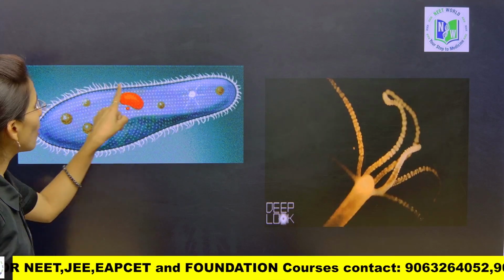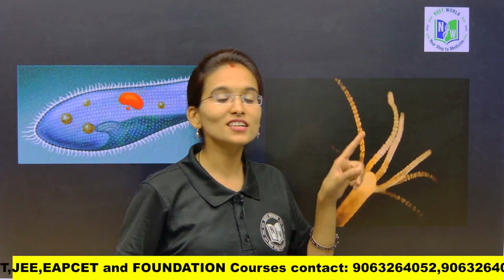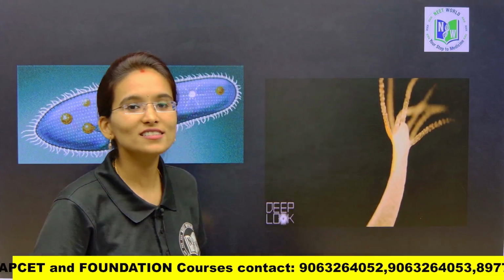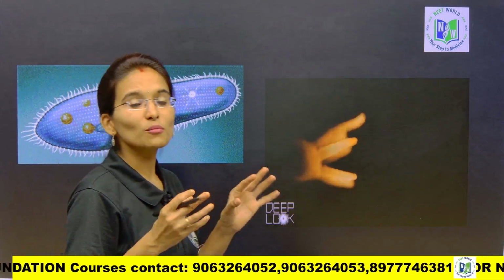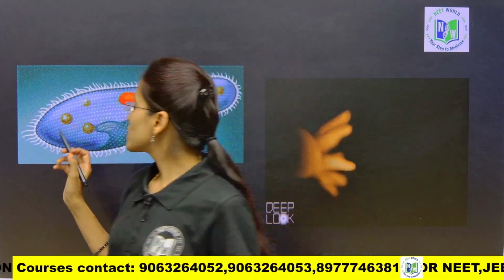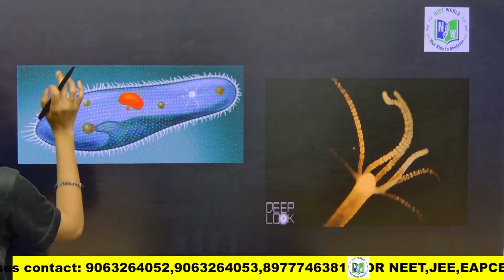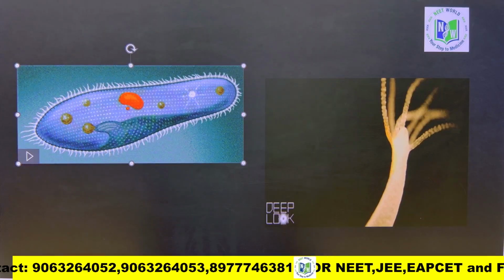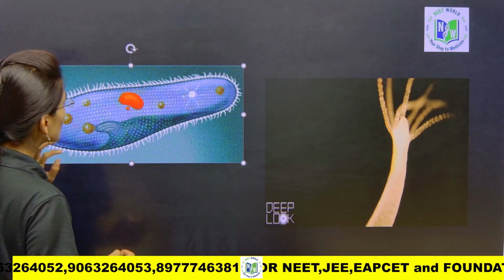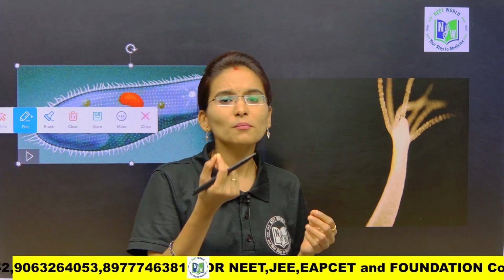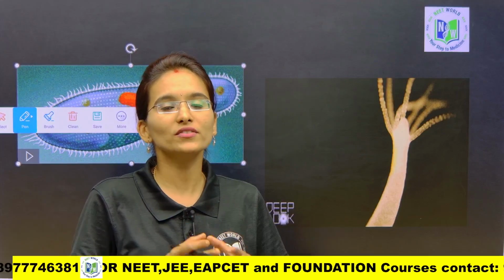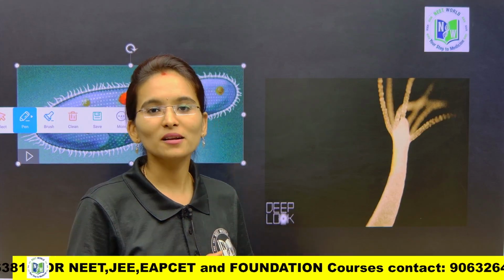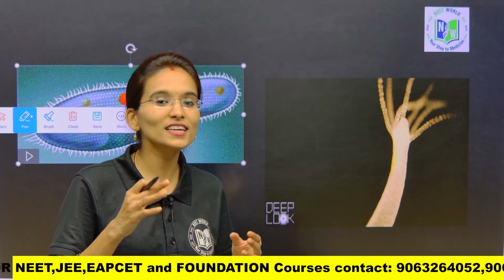Can you see all the hair-like projections which are present around the entire body of the organism? Can you see all these white color hair-like structures which are moving continuously? So what are these called? These are called cilia. Cilia are minute hair-like structures present around the entire body of the organism, that is paramecium.